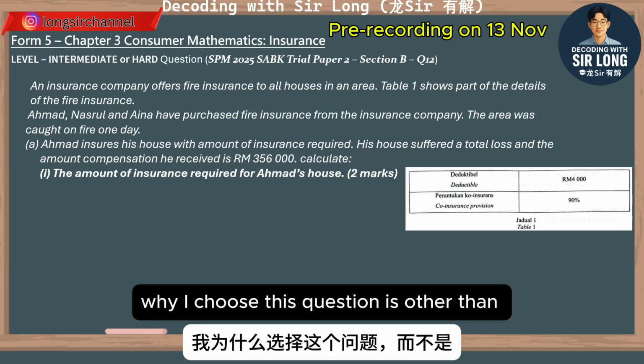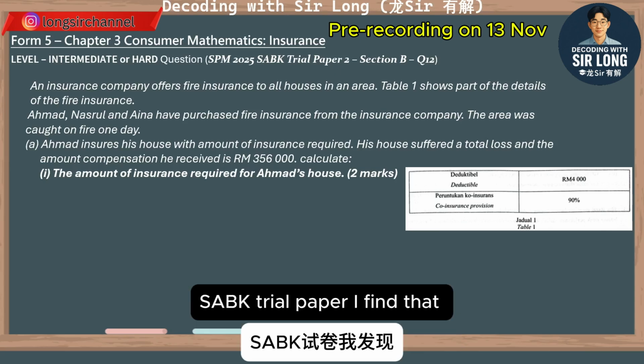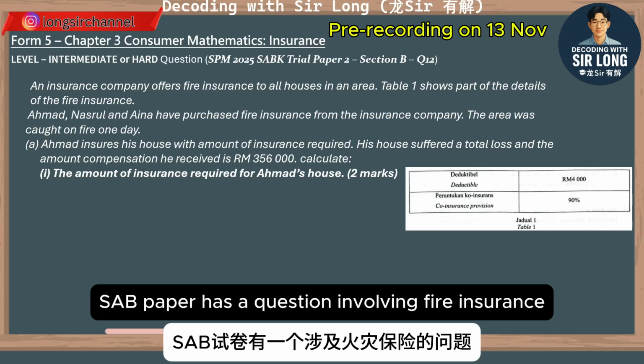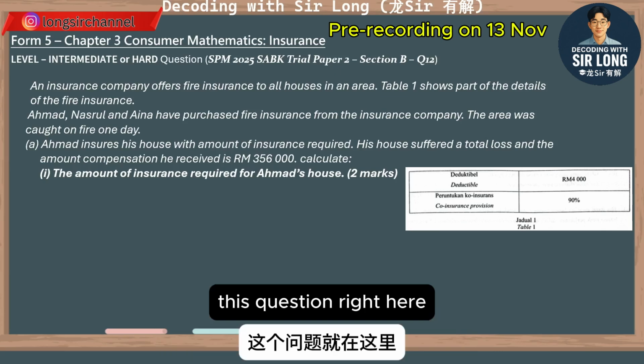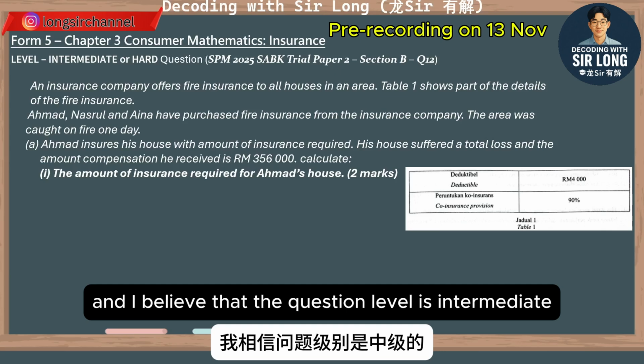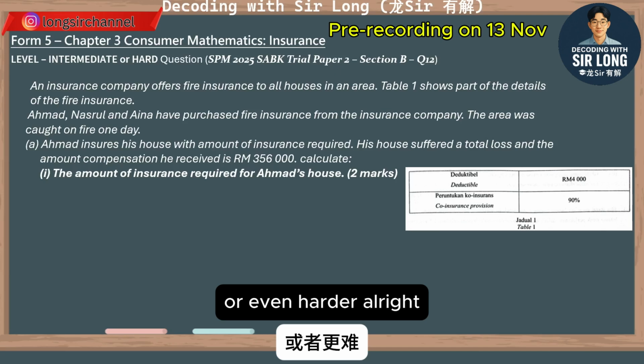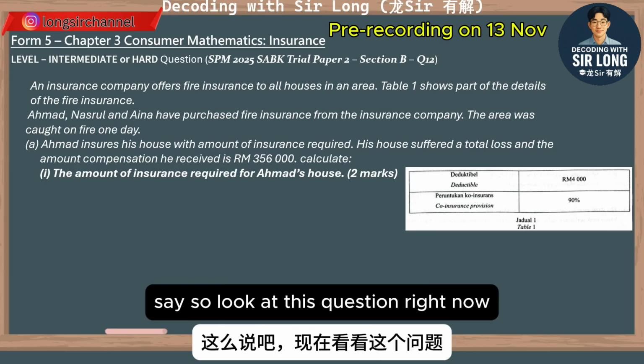Why I chose this question is that, other than the SABK Trial Paper, I find that the SPM paper has a question involving fire insurance. So I feel it is important to let you all know how to solve this question. And I believe the question level is intermediate or even harder. Alright, so look at this question right now.